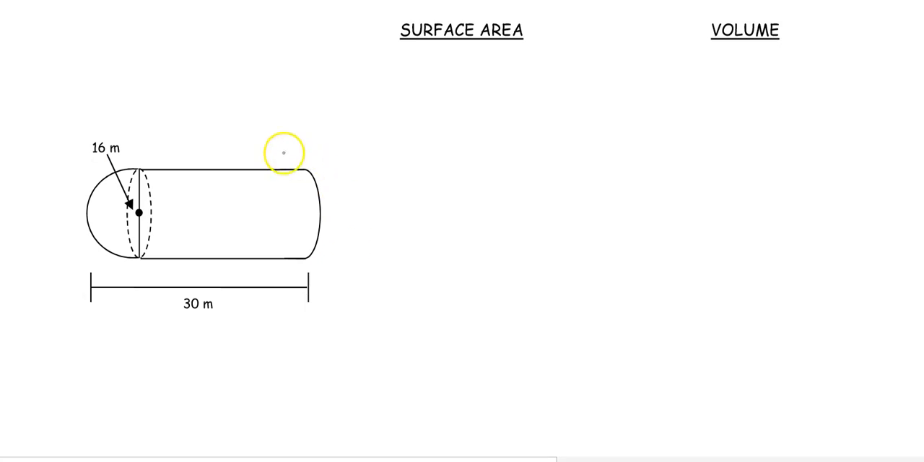So when I look at this shape, I want to think, am I adding things or subtracting things? I'm going to be adding. I have two shapes. On the end here, I have a hemisphere, half of a sphere, and that hemisphere is connected to a cylinder. And there's the base of the cylinder over there. So we're going to look at surface area and we're going to look at volume.